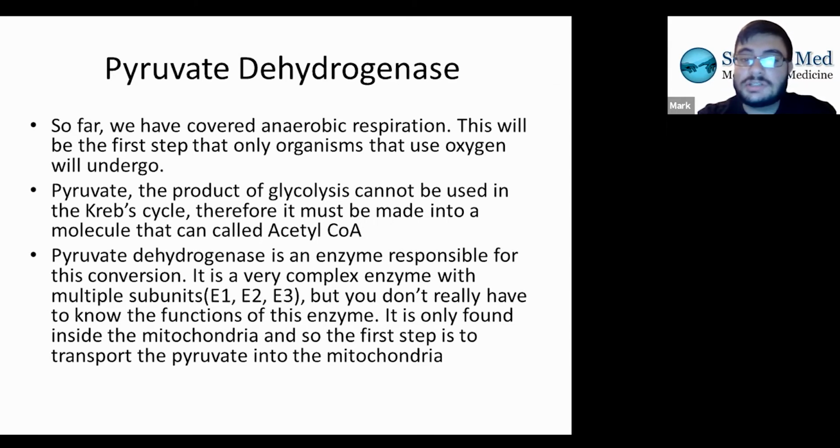Pyruvate dehydrogenase is an enzyme that is responsible for this conversion of pyruvate to acetyl CoA. It's a very complex enzyme with multiple subunits. I'm sure if you took a biochemistry class, you would have learned about it. It has multiple subunits, E1, E2, E3, and they all have very unique functions, but you don't really have to know that for the MCAT.